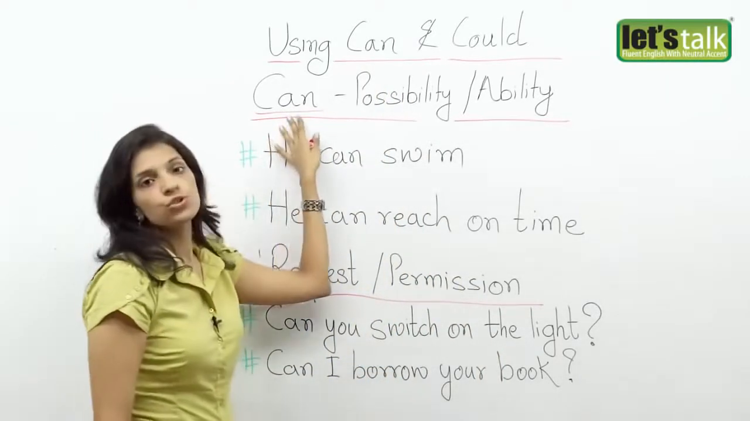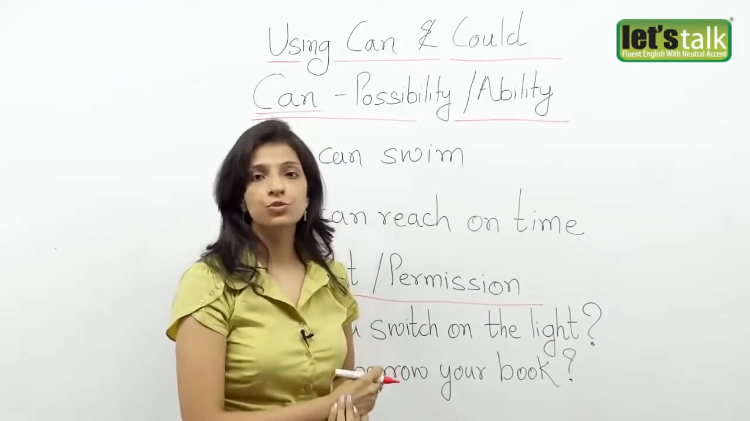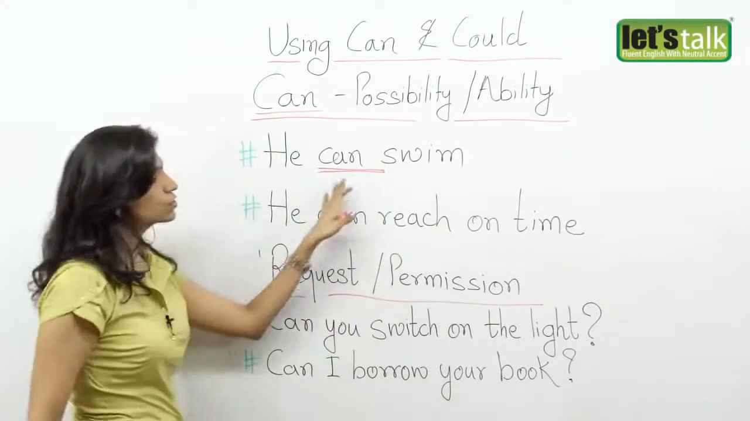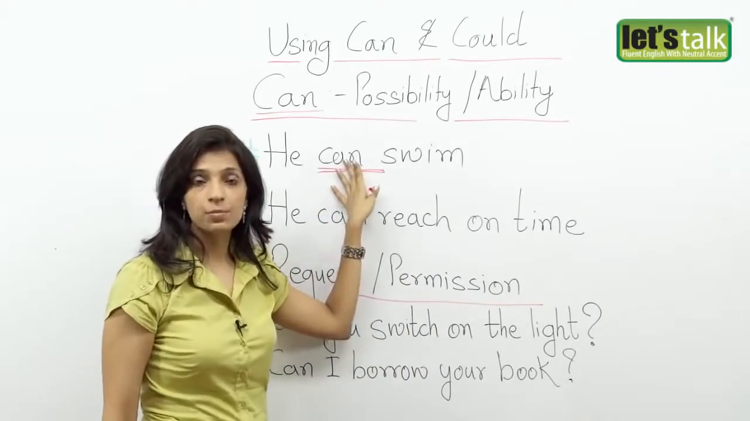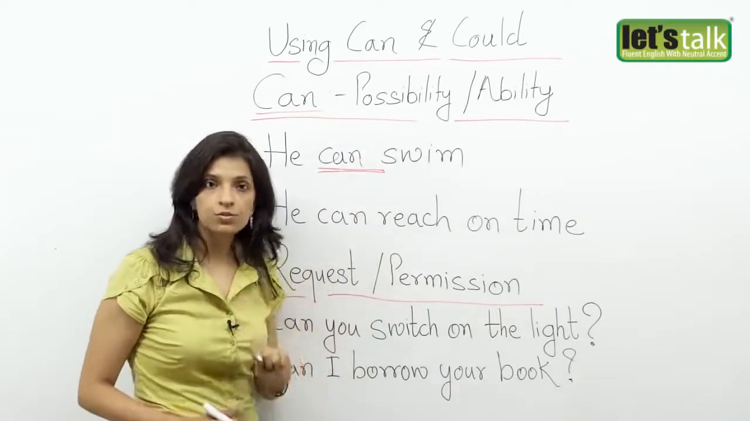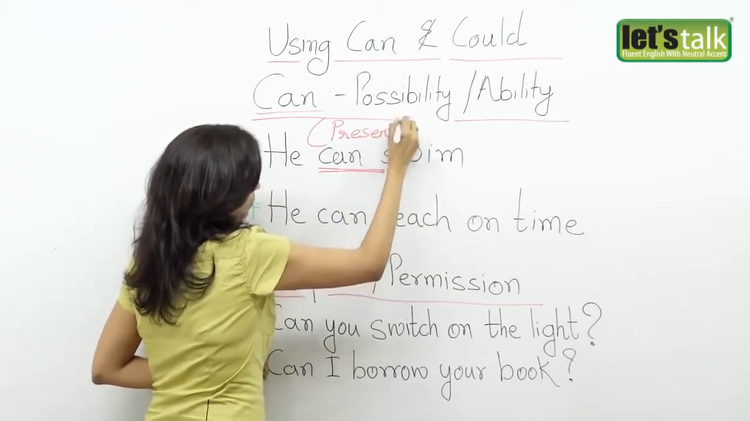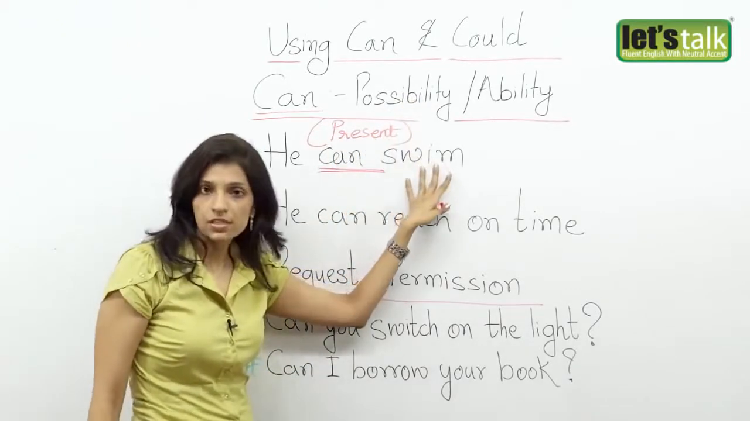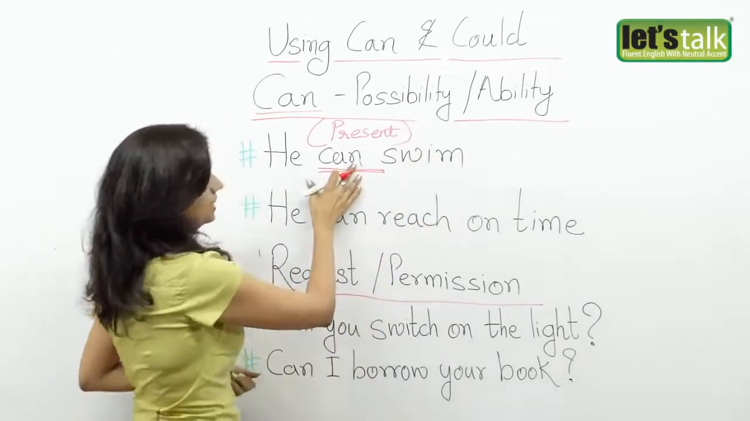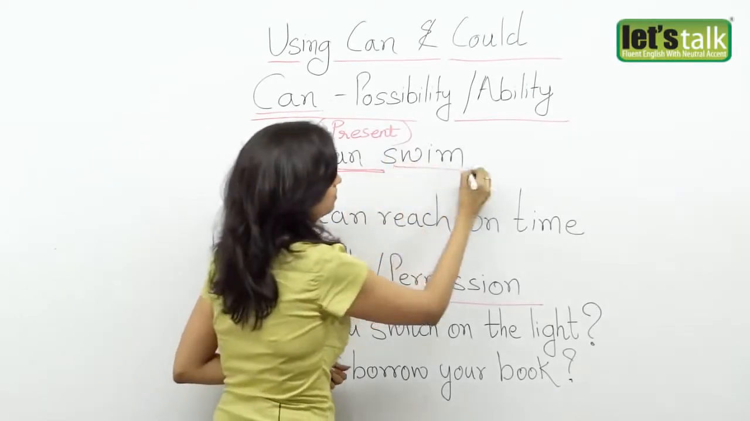Now, can is used when you want to say something is possible or someone has an ability to do something. For example, he can swim. In the present, please remember, you always use can when you want to say someone has the ability to do something. So, something that is possible in the present or someone who has the ability to do something in the present, we use can. Like you can see, the verb after can is swim, which is always in the present form.